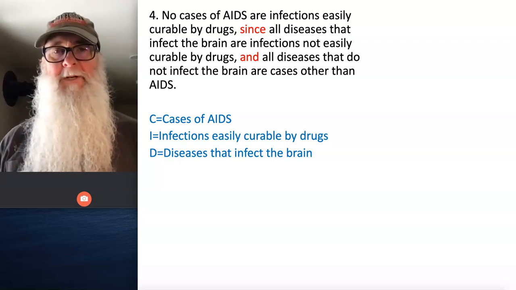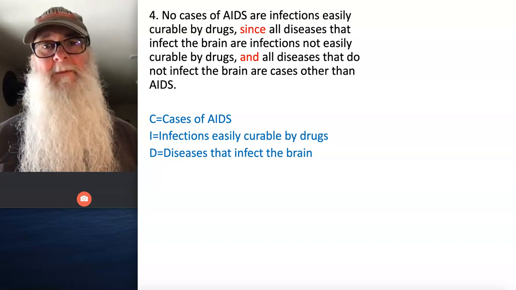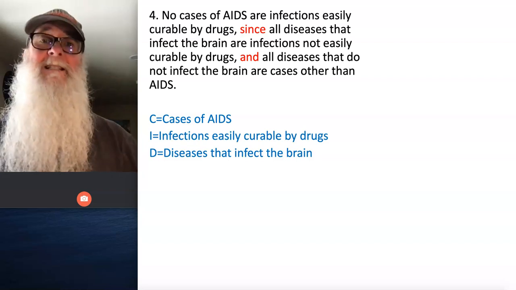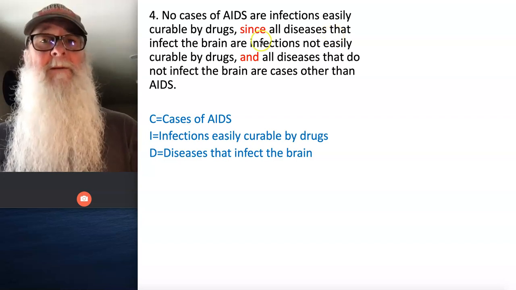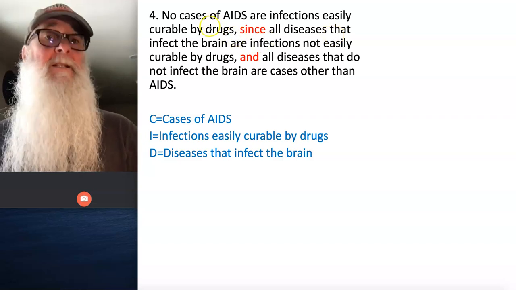Number 4, right away we want to notice two really important features of this argument, the words "since" and "and." "Since" is a premise indicator and tells us two things. The sentence that follows "since" is a premise, and the sentence that precedes it is the conclusion.